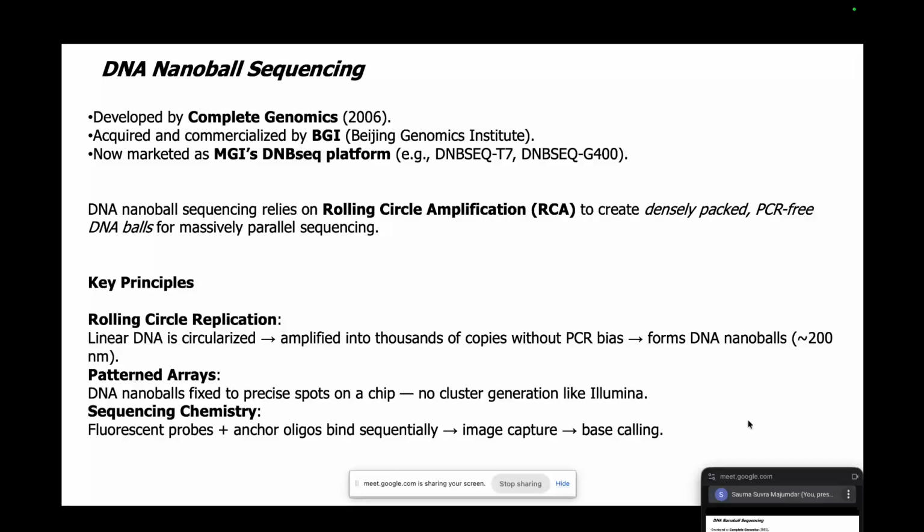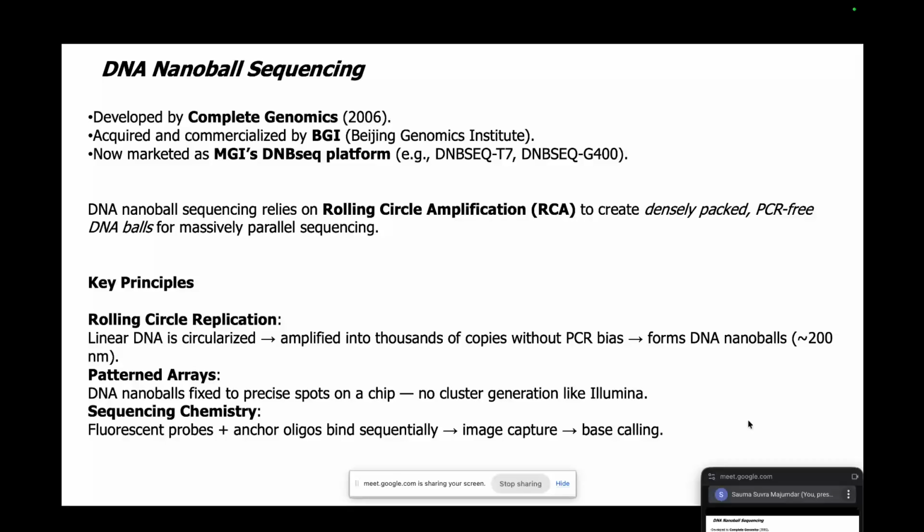Now you have patterned arrays in which DNA nanoballs are fixed in precise spots on the chip, and no cluster generation is happening as happens in Illumina. So you have fixed precise spots on the chip where you have these patterned arrays, and these DNA nanoballs are kept in that. And then finally you have the sequencing chemistry, where you have fluorescent probes, you anchor oligos which bind sequentially, and then you capture the fluorescent signal, capture the image, and then you do base calling.